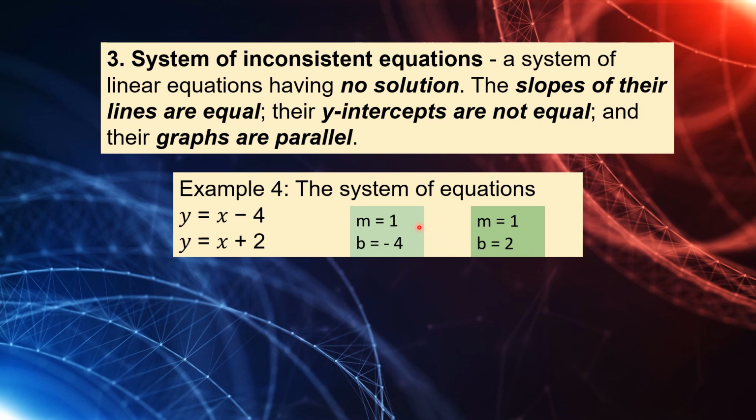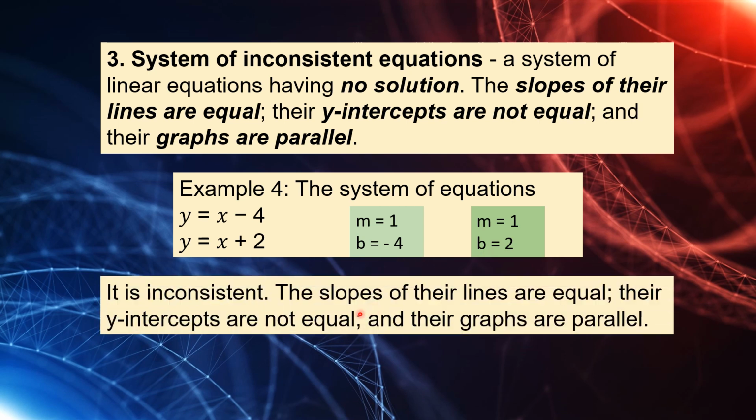Let's compare the slope and the y-intercepts. The slopes are equal, but the y-intercepts are not equal. Thus, the system of equations is inconsistent. Why? Because the slopes of their lines are equal, but their y-intercepts are not equal. And the graph of this system is parallel.